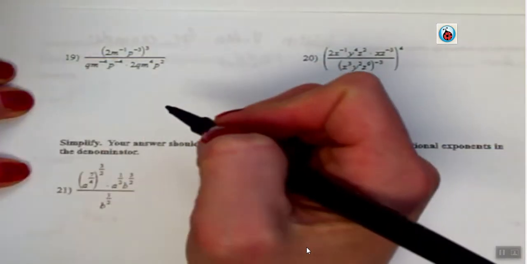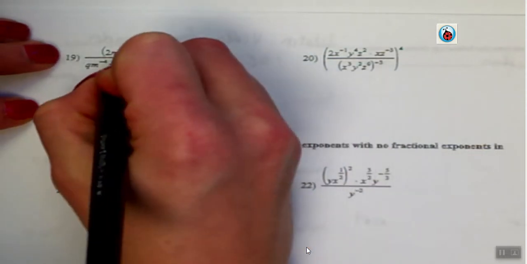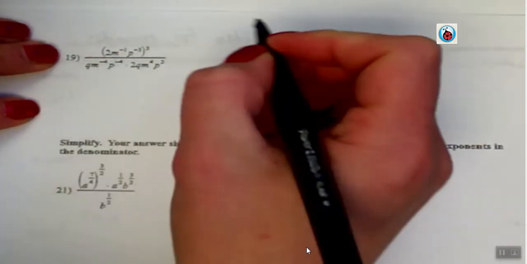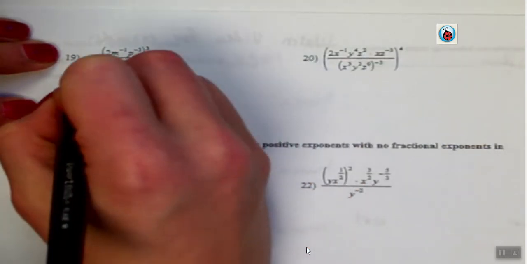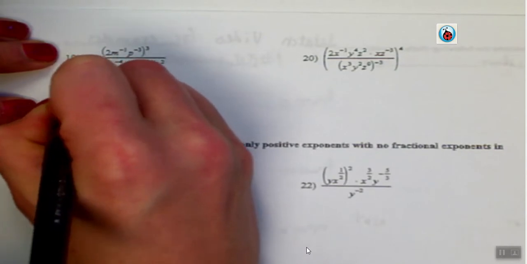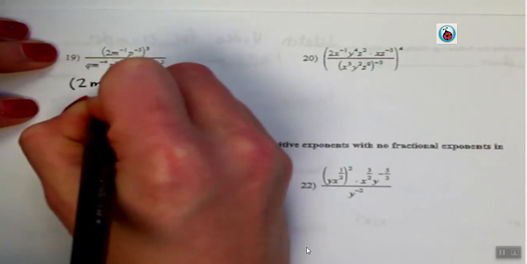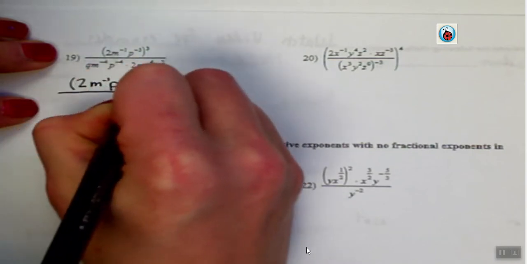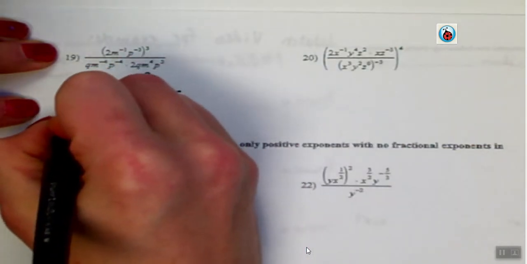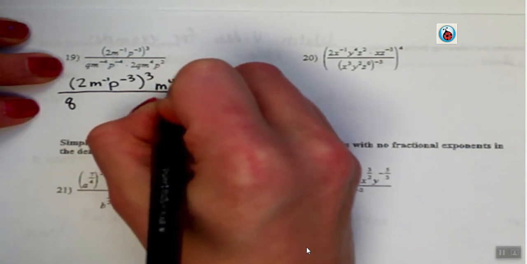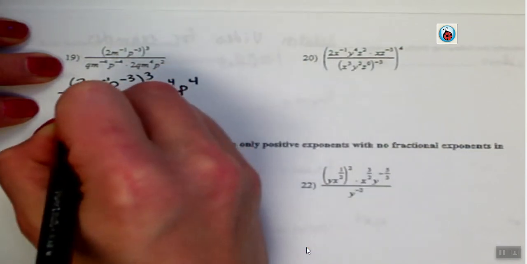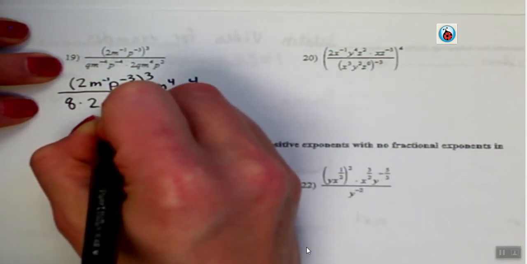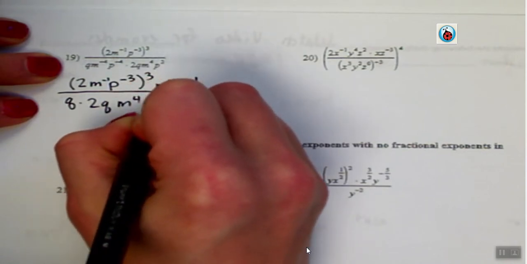Okay, here we go. Let's keep going. We have 1, 2, 3, 4 negative exponents. Okay, so let's go ahead and move these first. So m to the 4th, p to the 4th, 2q, m to the 4th, p squared.